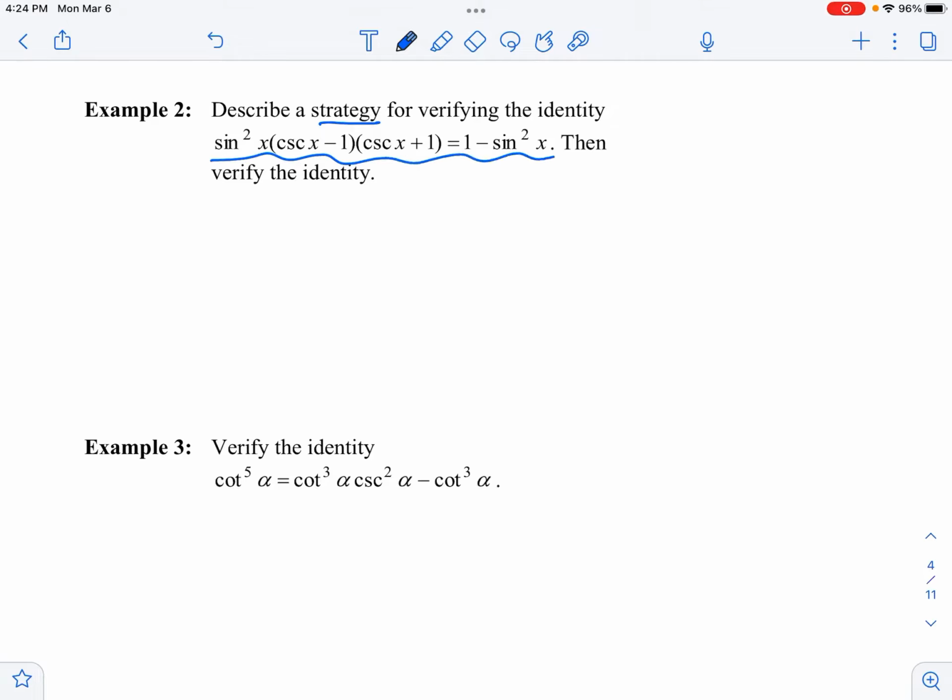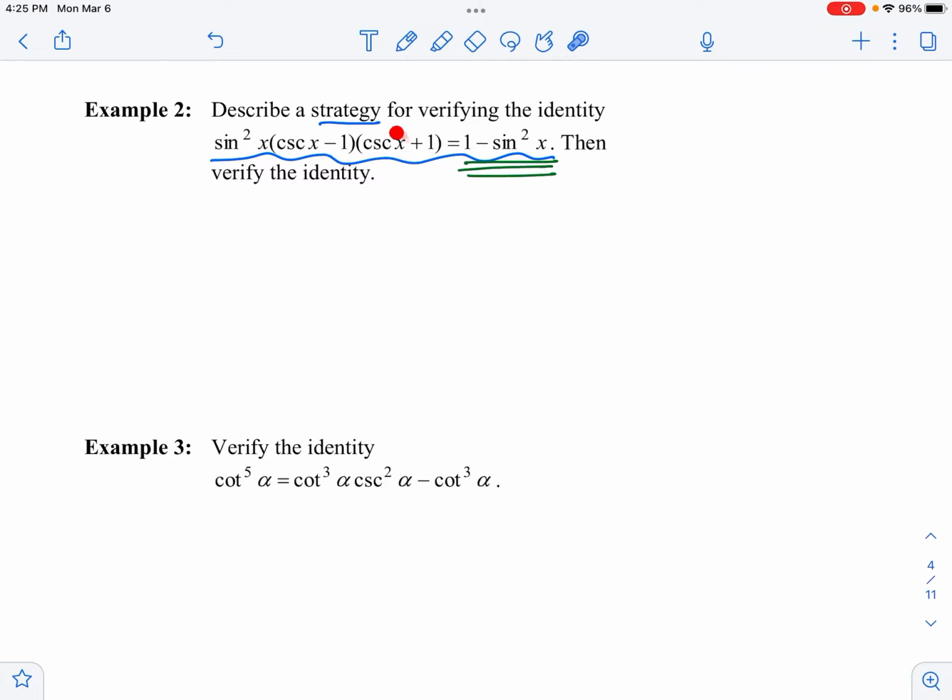Describe a strategy for verifying the next identity. So again, you're going to look at your simpler side and leave it alone. For me, that's the right side here. You could choose either side, but you're going to have more to work with if you choose the more complicated side and simplify it. Okay, so for this, I don't see a lot going on as far as, like, this is a squared. This is a reciprocal function, but it's got a -1 attached to it.